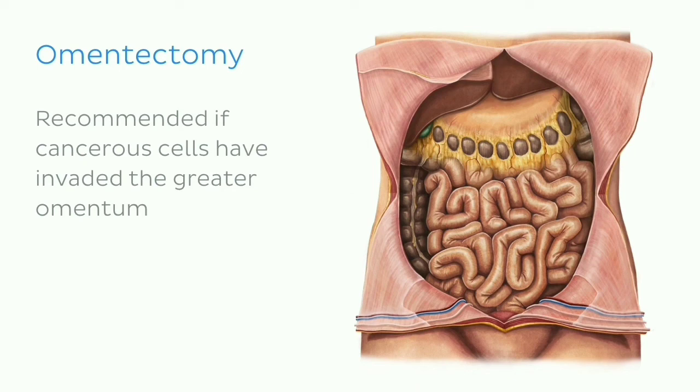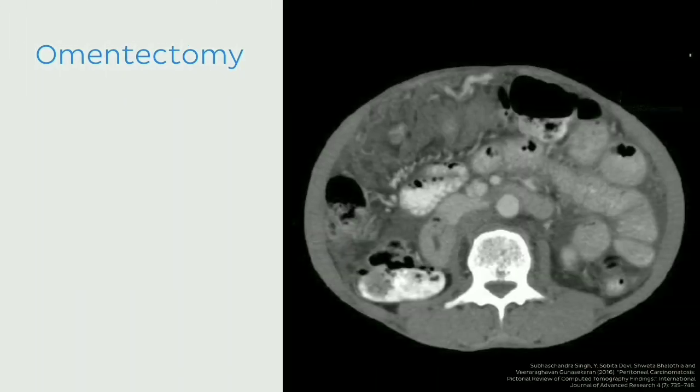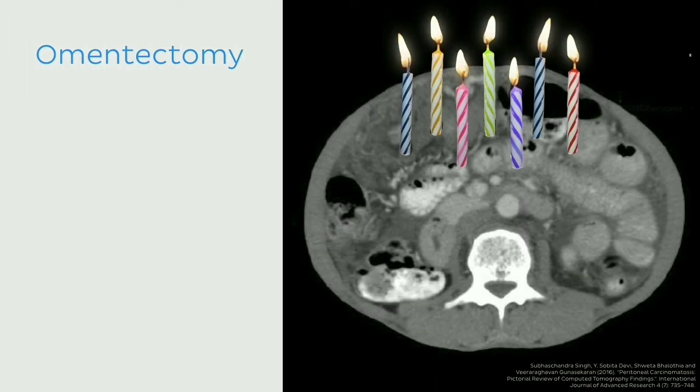Most commonly, these cancers have originated in the stomach, the ovaries, or in the large intestine, and as the metastases develop, the greater omentum becomes thickened, and in radiology, this is referred to as an omental cake. And that's definitely not something you'd want to serve up for dessert.